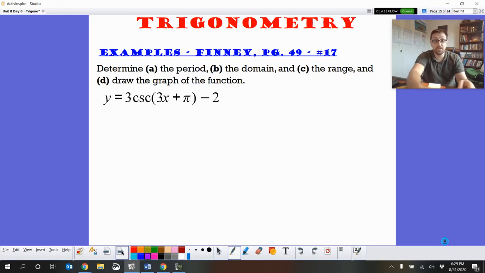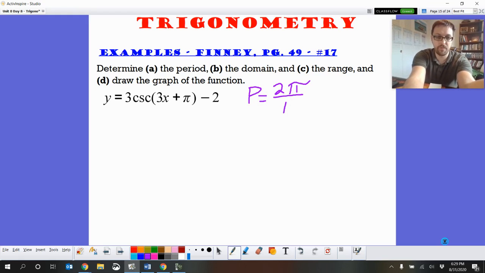We've got to talk about period, domain, and range. So our period for this function, a quick reminder about the spots: period shows up as 2 pi over whatever our b value is. In this case, our b value is always right next to the x.